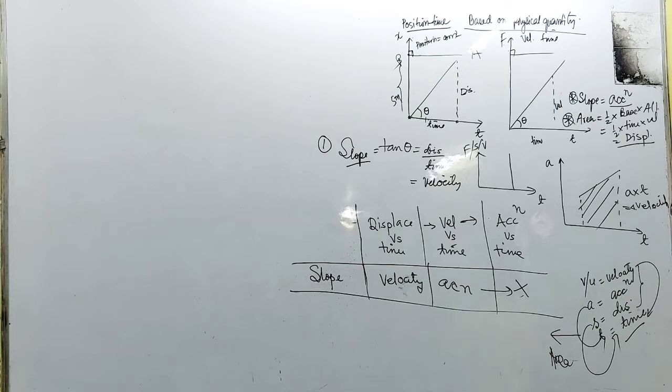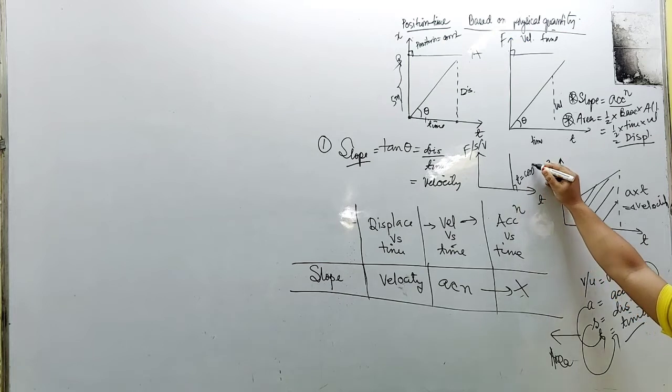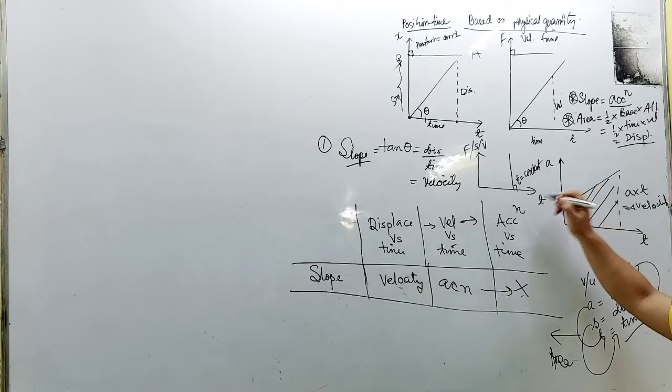Time is the only physical quantity that keeps on changing. Any other physical quantity can be kept constant. Time keeps on changing, so you cannot consider time to be constant. Our graph must not be perpendicular to the time axis.